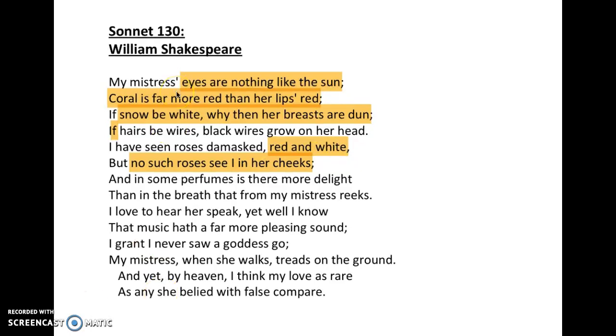So Shakespeare uses the mistress's eyes and the sun, coral and the red that isn't in her lips, and the white snow and her breasts that are dun, and the red and the white in roses that aren't apparent in her cheeks. So he uses all those elements in nature and the imagery.